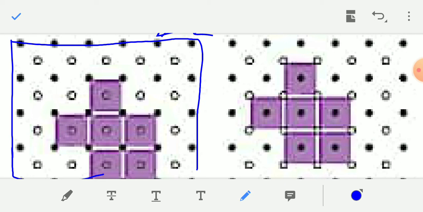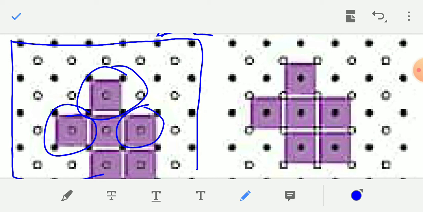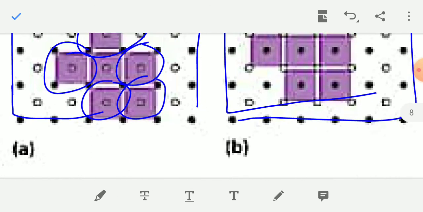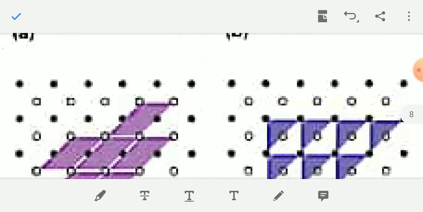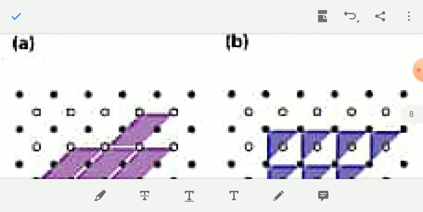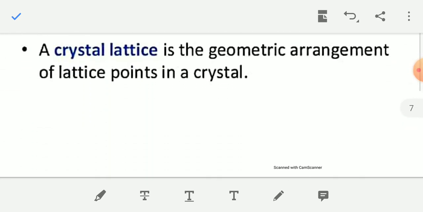These small boxes are known as unit cells, which are repeated. These are actually two-dimensional crystal lattices, where each point represents a lattice point. These are actually the particles by which the crystalline solid is made up. These all are two-dimensional crystal lattices. So what is a crystal lattice? A crystal lattice is the geometrical arrangement of lattice points, that is particles, in a crystal.